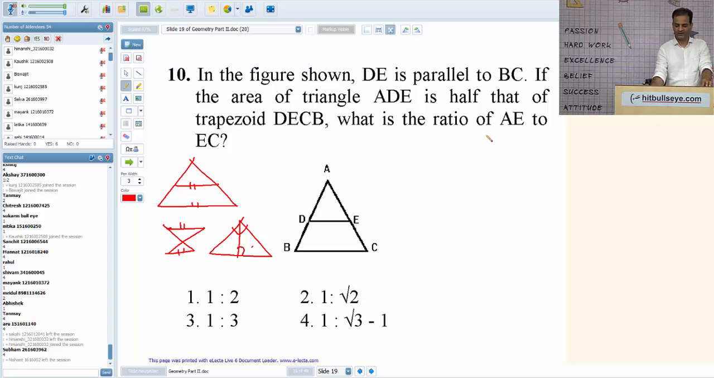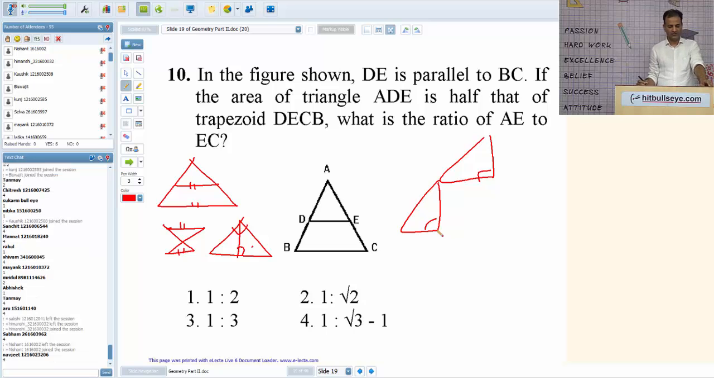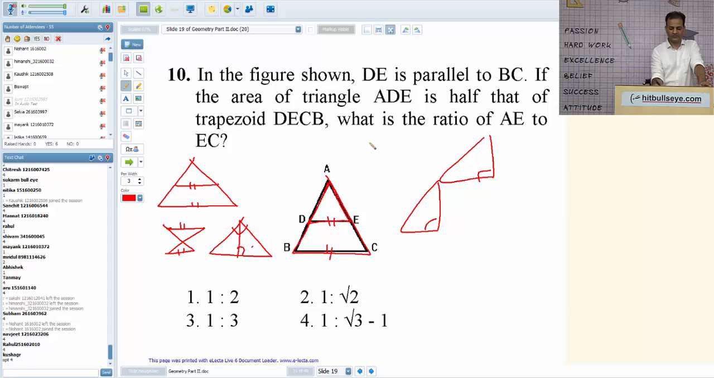If you can see a triangle like this, 90 degree, similar triangle. So in this, triangle ADE and triangle ABC are similar because DE is parallel to BC, which is given. If this is not given, then you can't say the triangles are similar. Now, when the triangles are similar, what do you have to do? Area of triangle ADE is half that of trapezium DECB.